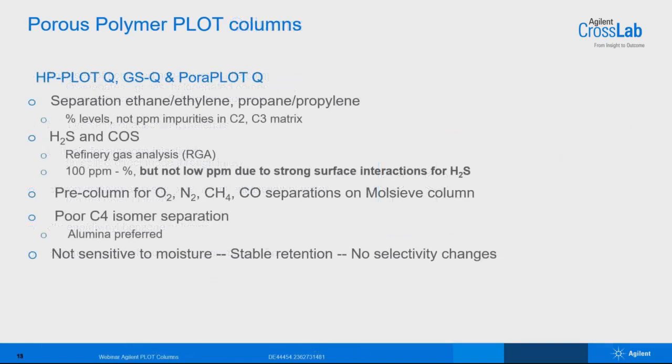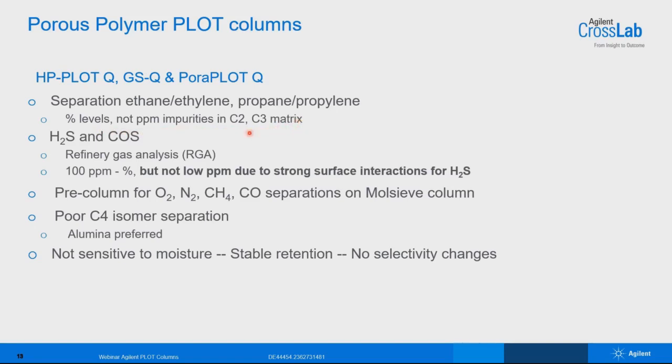What are these polymer plots used for and what are their limitations? The Q-porous polymer plot is often used for straightforward ethane, ethylene and propane-propylene separations, in percent levels, I mean. They are not suitable for impurity analysis in ethylene and propylene.